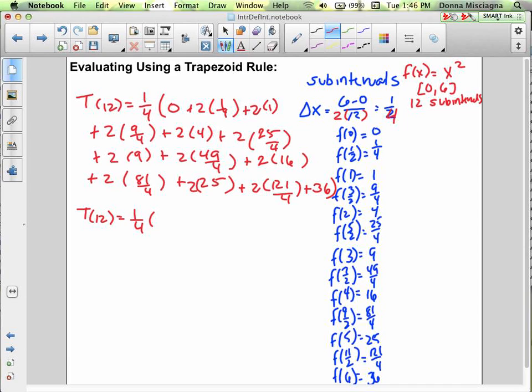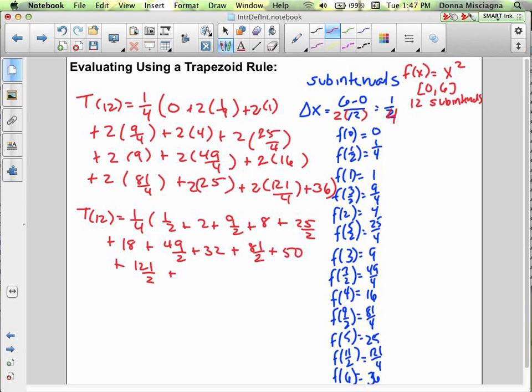All right, so 2 times 1/4 is a half. And then we have plus 2, plus 9 halves, plus 8, plus 25 halves, plus 18, plus 49 halves, plus 32, plus 81 halves, plus 50, plus 121 halves, and then plus 36.